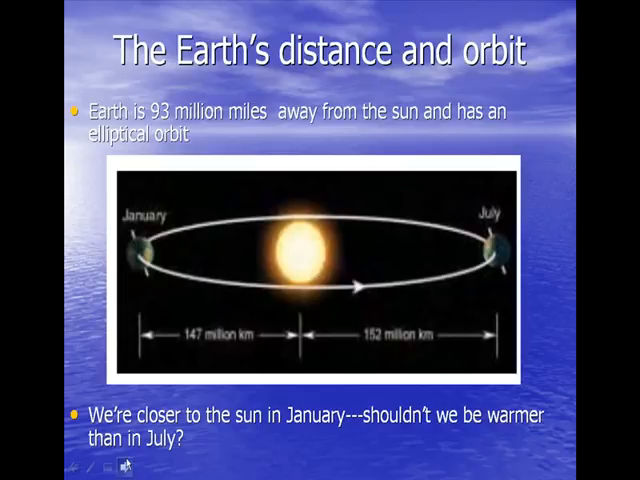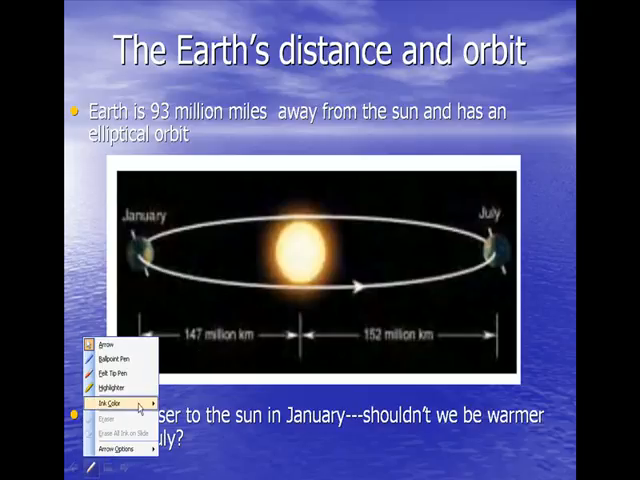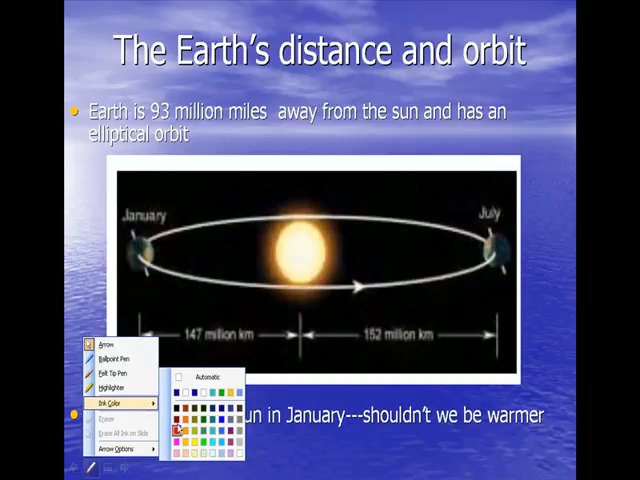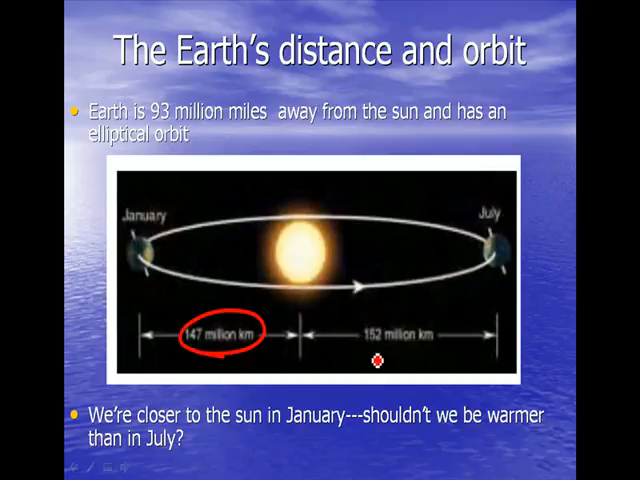Some basic information about the Earth's distance in orbit. The Earth is about 93 million miles away from the sun, and as you see from the figure there, has an elliptical orbit. The thing to note, which is kind of interesting, is that we are a little bit closer to the sun in January than we are in July. You see right there 147 million kilometers during January, and 152 million kilometers distance in July from the sun.